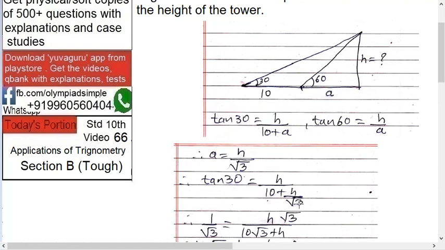Now we have to find what? H. So this is 60, this is H, this we don't know, we'll take it A. So tan 30 equals what? H upon 10 plus A, opposite upon adjacent. Tan 60 equals what? H upon A. Now we know what tan 30 and 60 are. Therefore, A equals H upon tan 60, that is root 3. Therefore, H upon root 3. Tan 30 equals what? H upon 10 plus A. What is A? We have just now found out, H upon root 3.